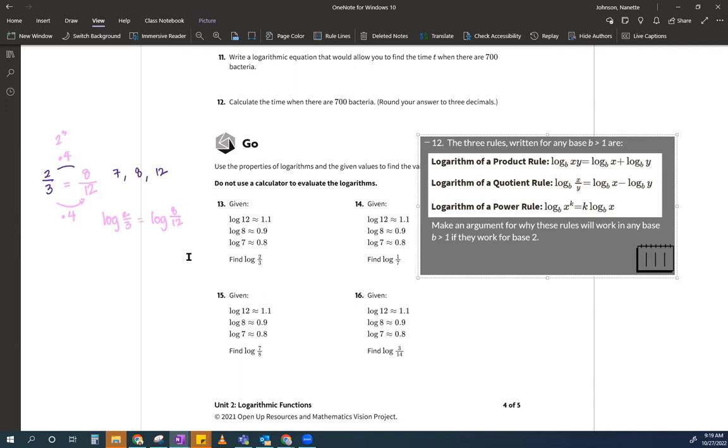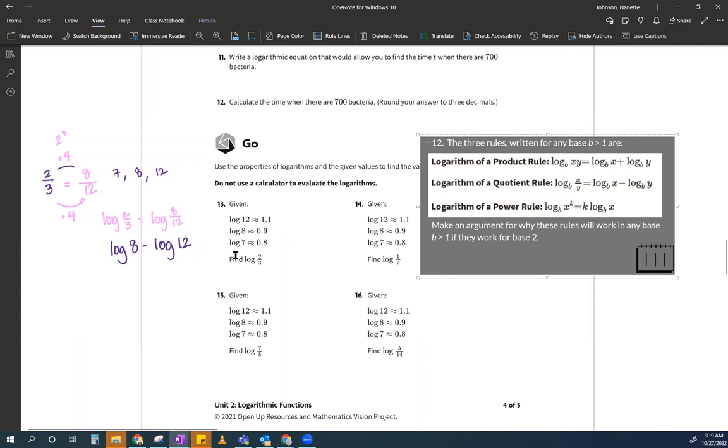Okay. Yes, very good. So someone said, hey, Ms. Johnson, it's the quotient rule. It's log 8 minus log 12. Very good. So, Ms. Johnson, how did you get that? Well, this rule says when you have division inside a log, you can bring it outside by using subtraction, the quotient rule. So I say division in the log gives you subtraction outside of the logs, right?